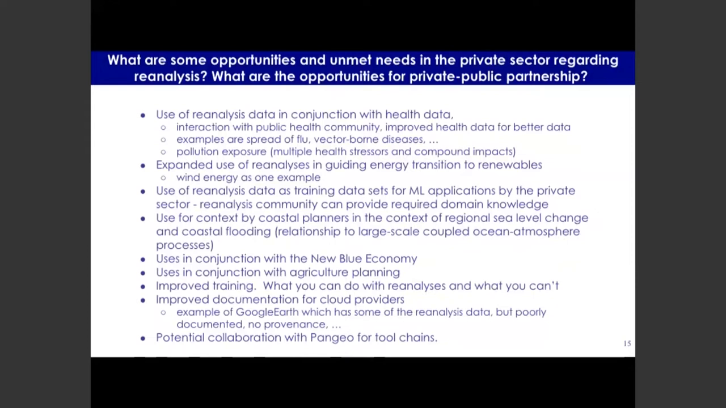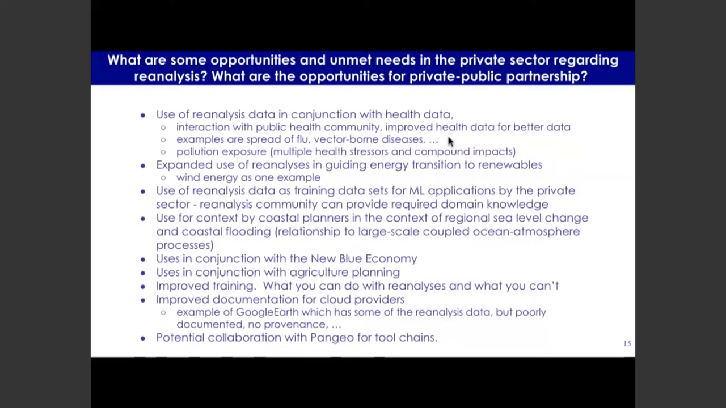One thing that was identified is that the data structures and formats in the health community could be improved in order to be much more readily accessible and have the right metadata standards to be used in conjunction with the reanalysis. Examples of analysis that could be done with the reanalysis products are the spread of flu, vector-borne diseases, and pollution exposure, both short-term large exposures, but also long-term small level, but continuous exposure. So there's a lot of opportunities that one could expand here.